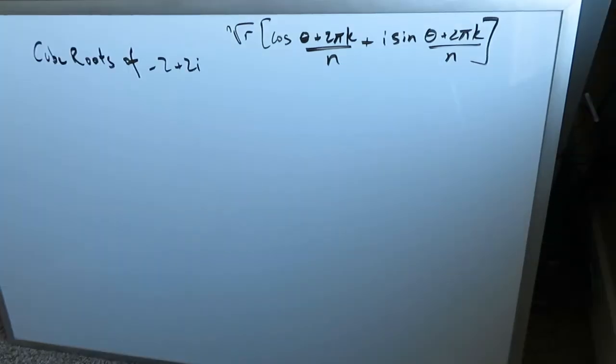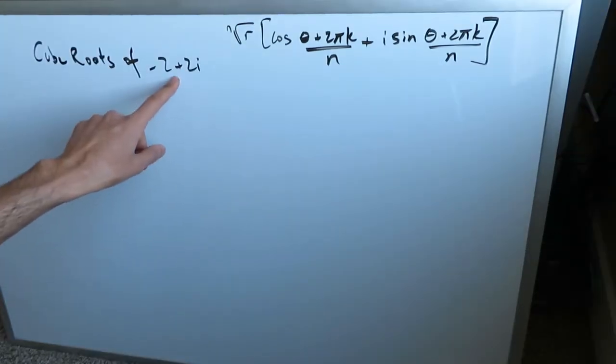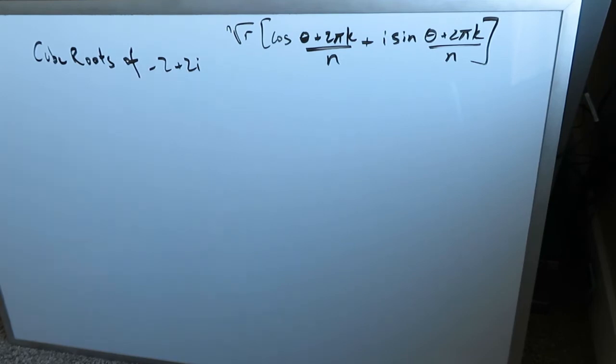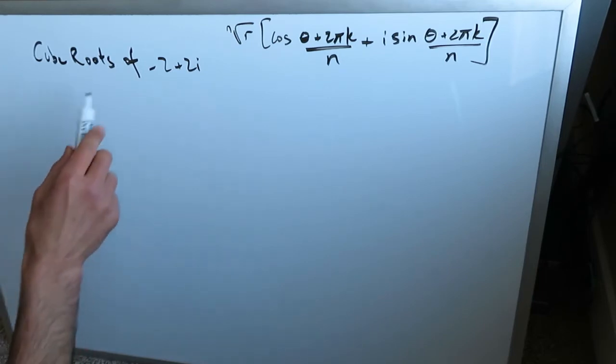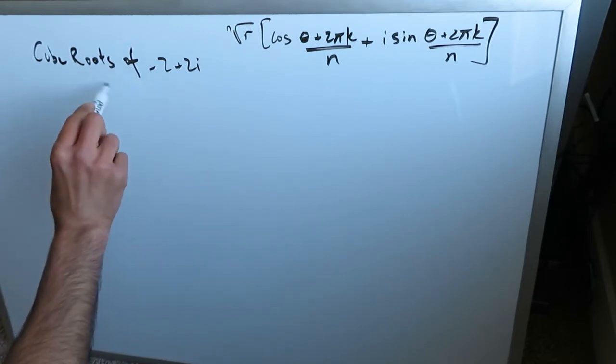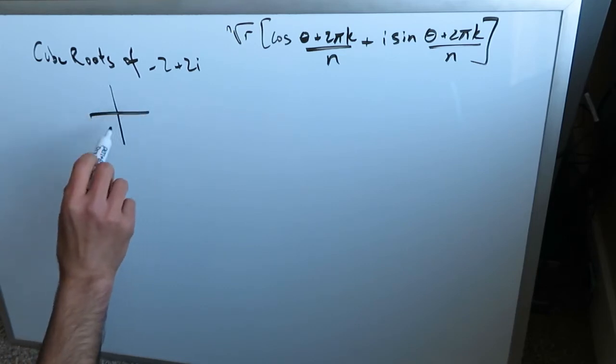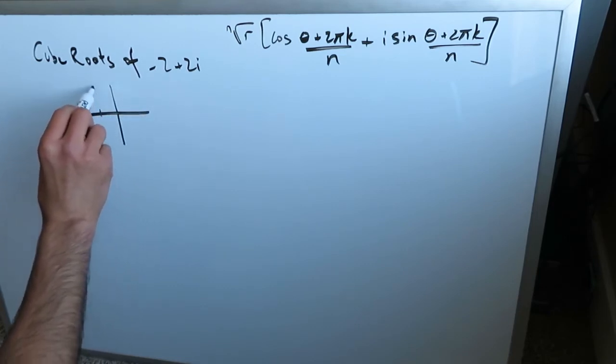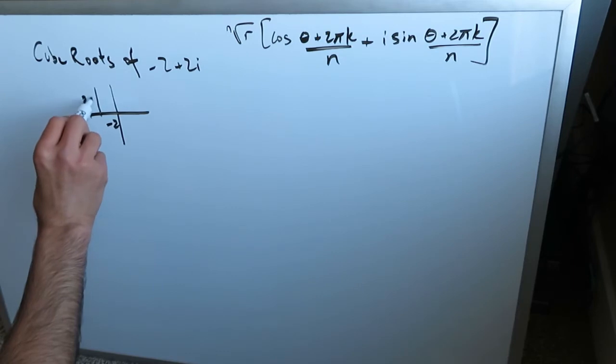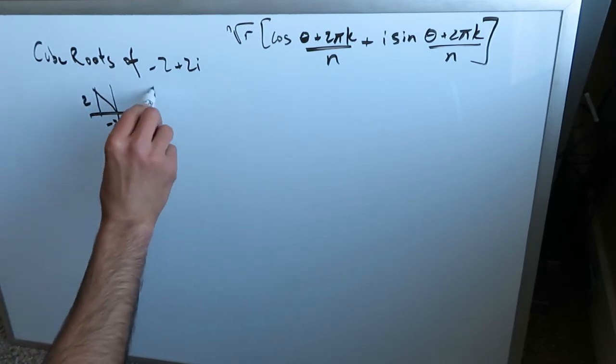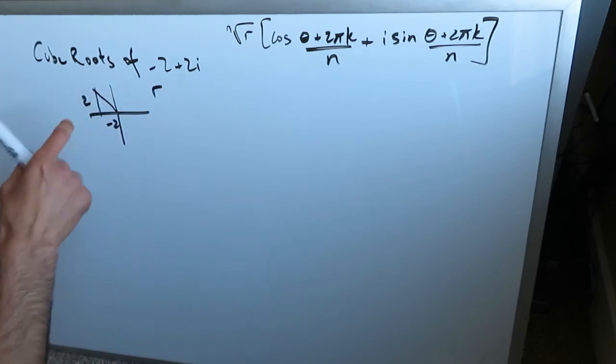So here's a second example. We have to find the cube roots of this complex number. You can't do much with this complex number until you convert it into polar form. For this question, you have to convert this into the polar form. The best way, as always, is to proceed through a complex plane to visualize where it exists. It'll be right here, minus 2 this way, 2 this way, in the second quadrant.